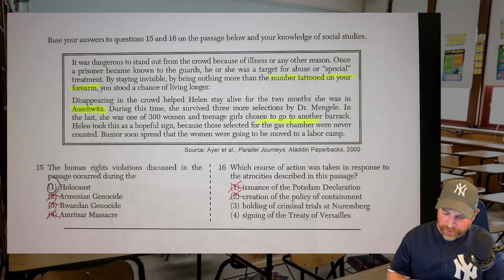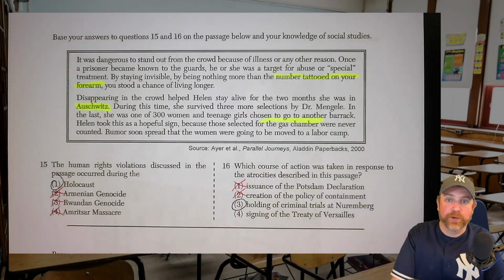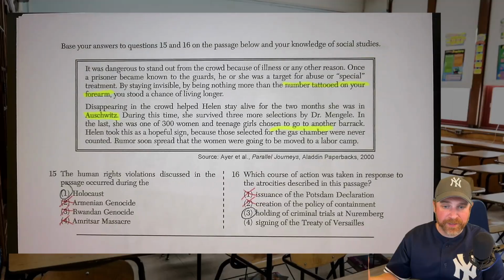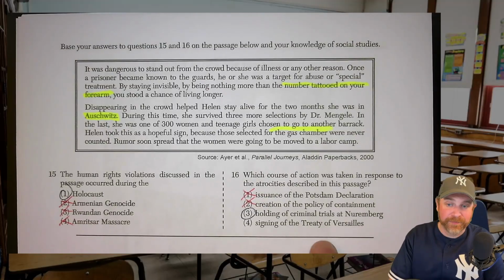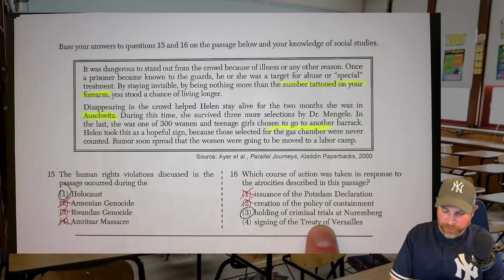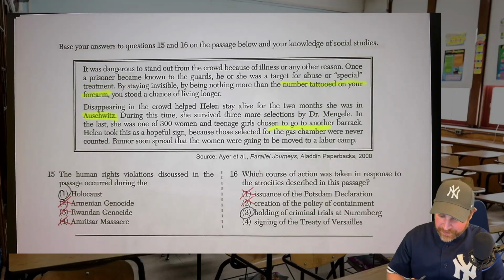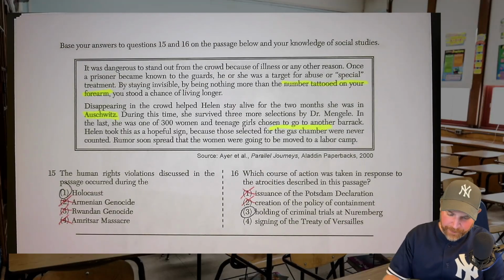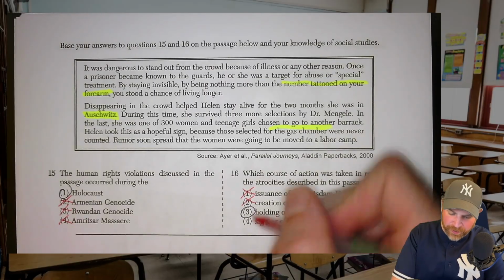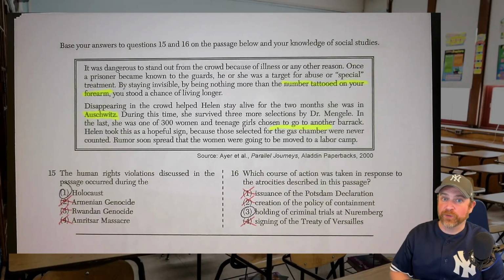Holding of criminal trials at Nuremberg is the answer, right? They put Nazis on trial for their war crimes and crimes against humanity, right? Crimes like genocide, right? So those trials had to happen first before the Nazis were found guilty. So that's our answer for 16. Signing of the Treaty of Versailles, that happened long before the Holocaust, right? That happened in 1919. So we cross off choice 4. So 3 is our answer for 16.